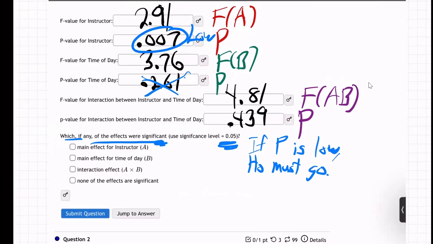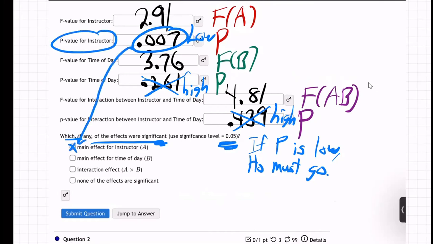This one's a high P-value, and this one also is a high P-value. So the only P-value I got that was low was this one, and that's the P-value for instructor. So I'm going to choose main effect for instructor, which means the instructor made a difference. The calculator is telling us in that data presentation that the instructor made a difference. In other words, which instructor you had made you go to lab more or less. That was the factor that affected how many times people went to the lab, at least in my data.